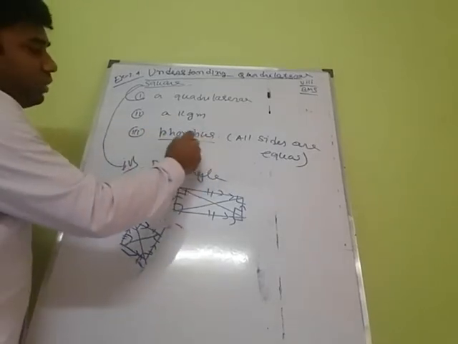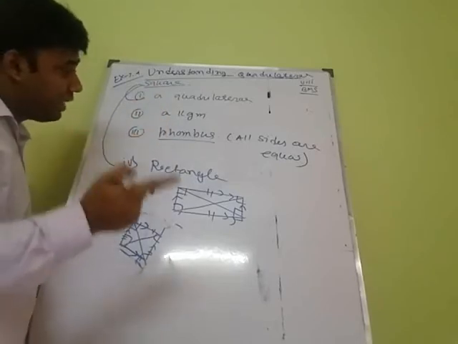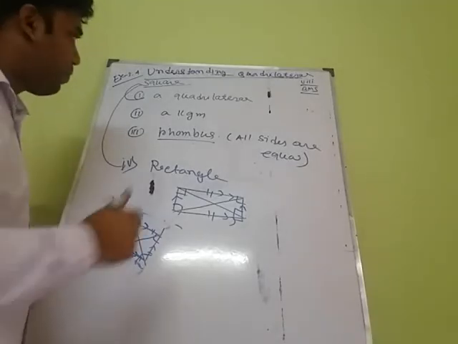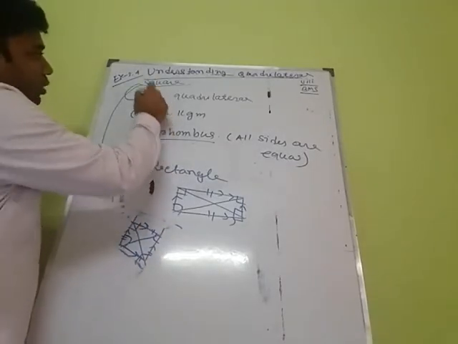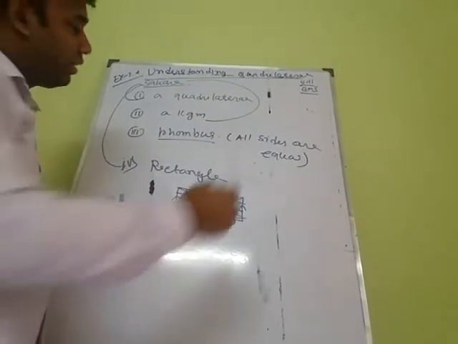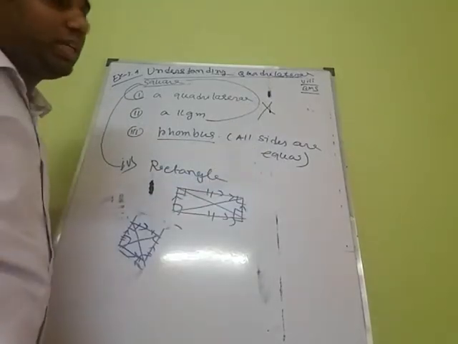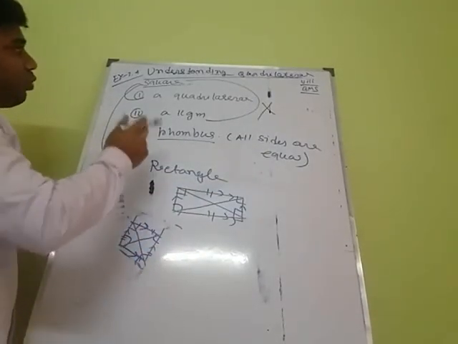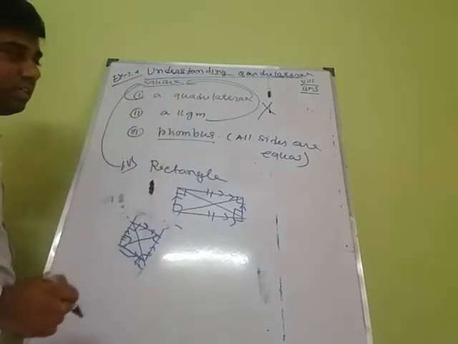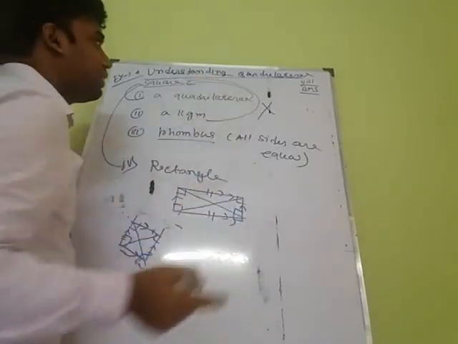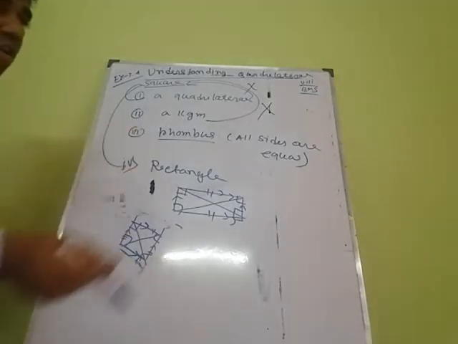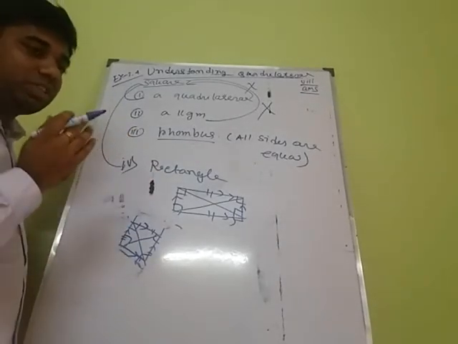A square can be said to be a rhombus, but the opposite is not true. A rhombus is not necessarily a square. A square is a parallelogram, but a parallelogram is not necessarily a square. A square can be a quadrilateral, but can we always say a quadrilateral is a square? No. So the opposites are not true.